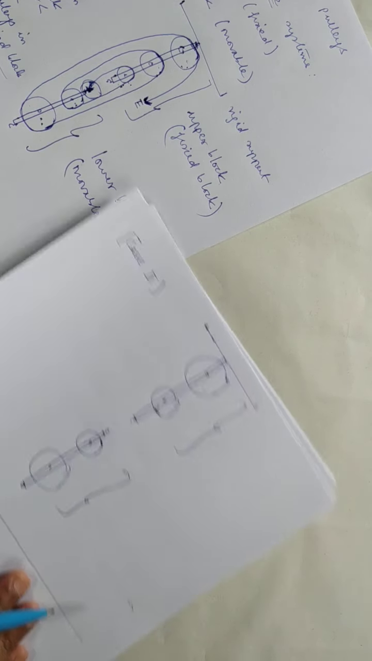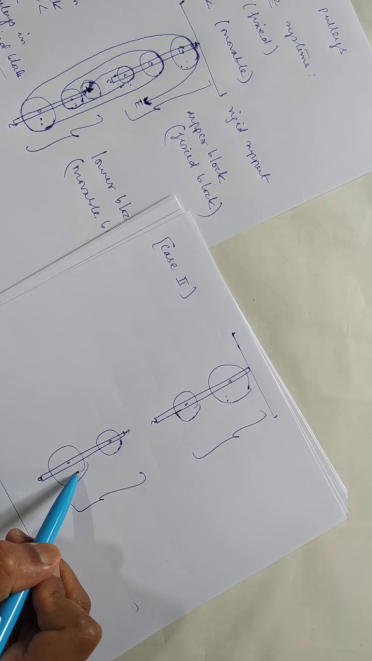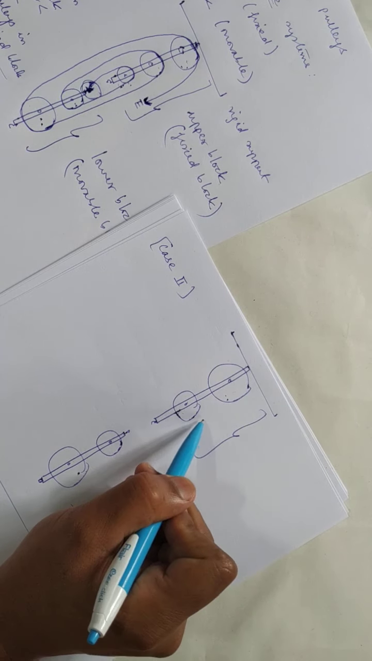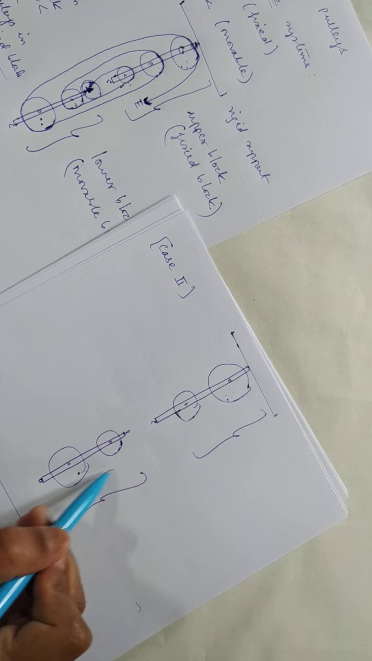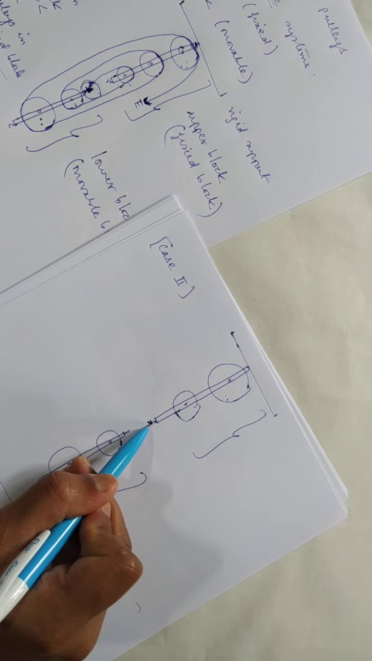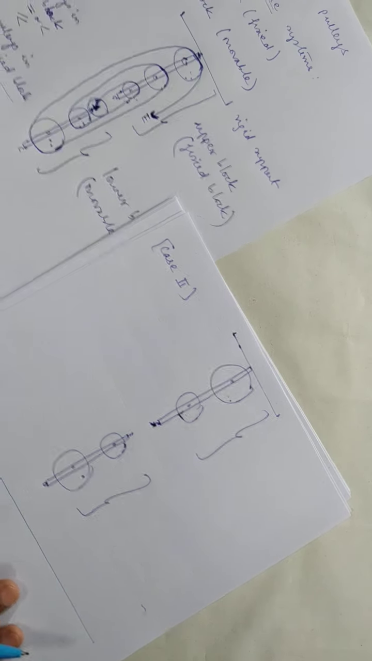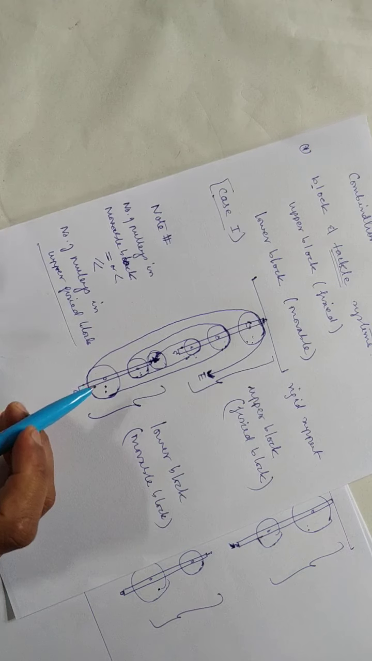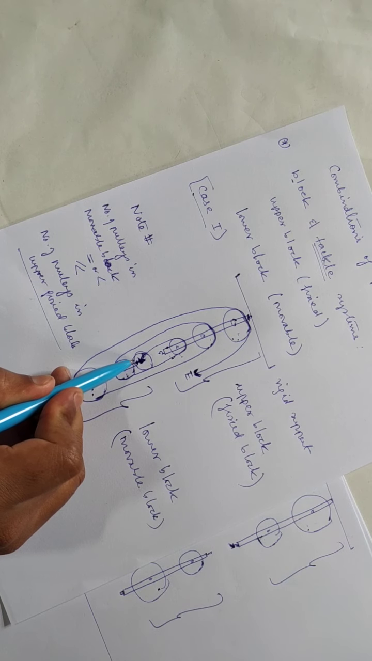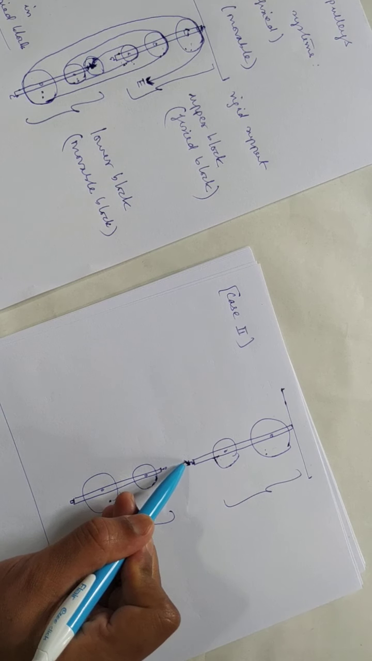In the second case, the number of pulleys in both the blocks is equal. That means there are two pulleys in the upper block and two pulleys in the lower block. So in this case, we will attach the end of the string to the upper hook. See, in the first case we had attached it to the lower hook. Now we are attaching it to the upper hook.